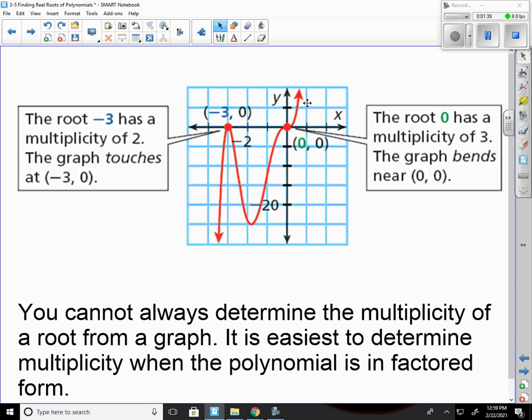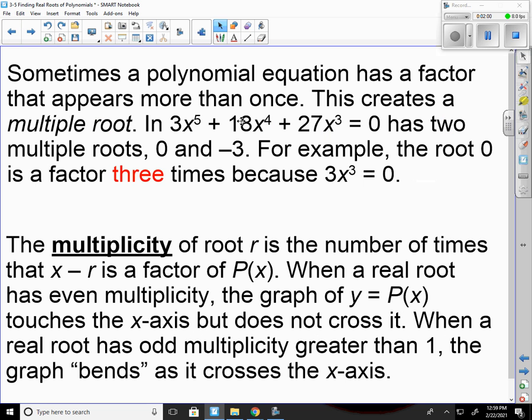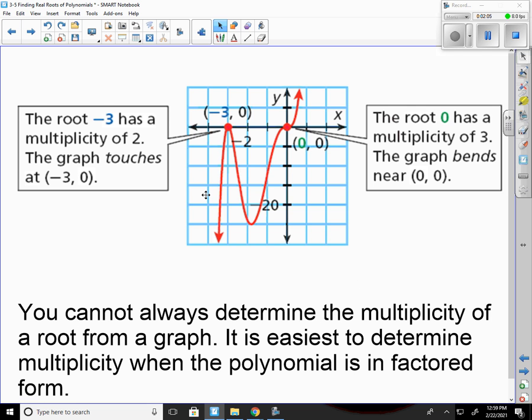Now if it was a multiplicity of 1, if it was odd and just 1, then we would not be looking at a bend, we'd be looking at a straight line coming through. But since it bends, we know it's not 1. So it's going to be a multiplicity of 3. If we look back at our polynomial that we started with, x to the fifth is my degree, which means there are 5 roots. So I have 2 roots here and 3 roots here, so that's a total of 5.